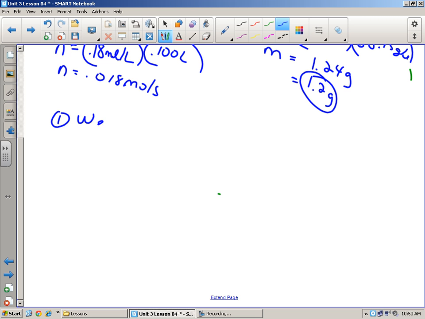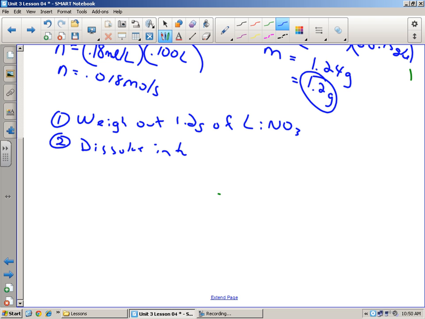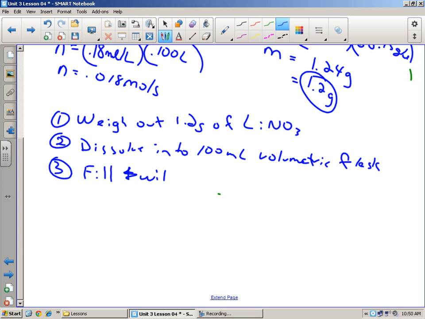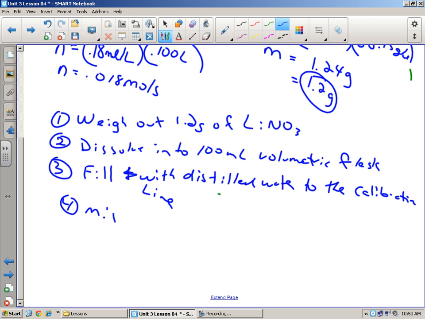You need to, in this case, weigh out, of course, 1.2 grams of lithium nitrate. 2, you're going to dissolve into a 100 milliliter volumetric flask. 3, like I said, always going to be the same here. You're going to fill with distilled water to the calibration line. And 4, you're going to mix well.